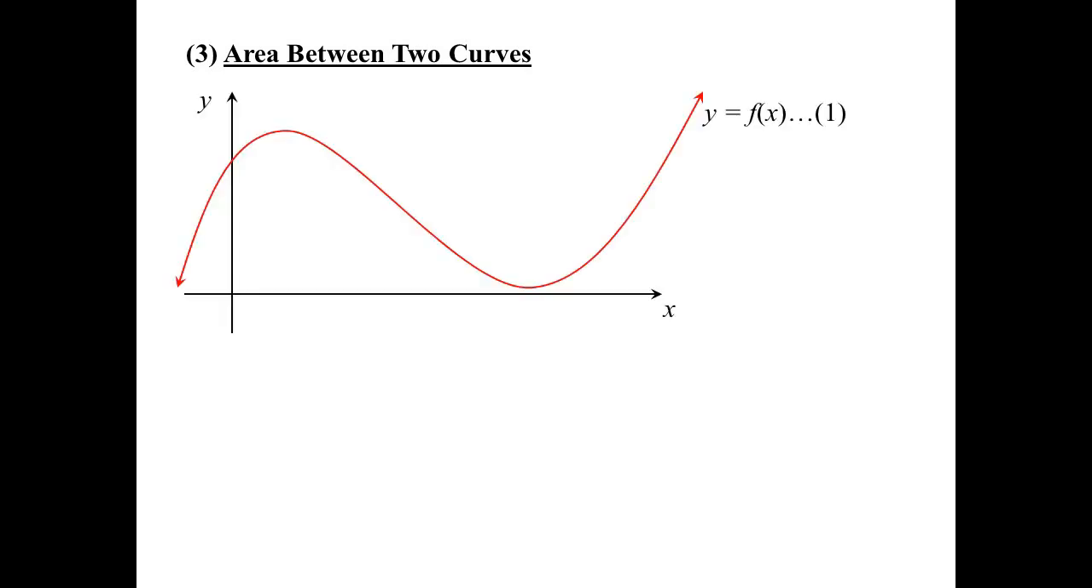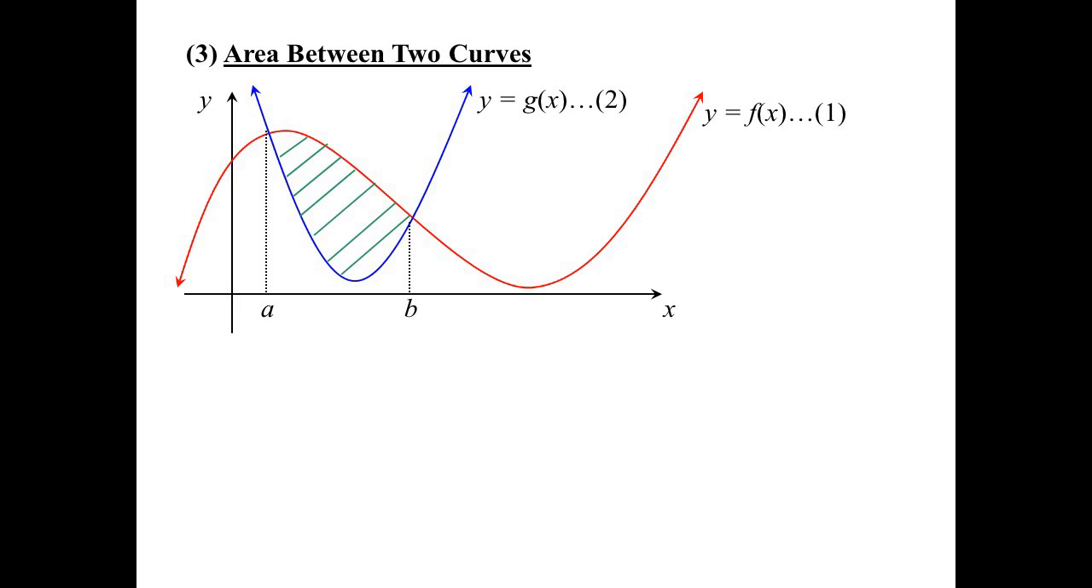Well, what happens if we're not actually going to an axis, but we're finding an area that's trapped between two curves? So here's a random curve, y equals f of x, and I've got another curve, y equals g of x, but I'm interested in how much we've trapped in between these two curves. I'm going to have to find the point of intersection, because where do I start, where do I finish?